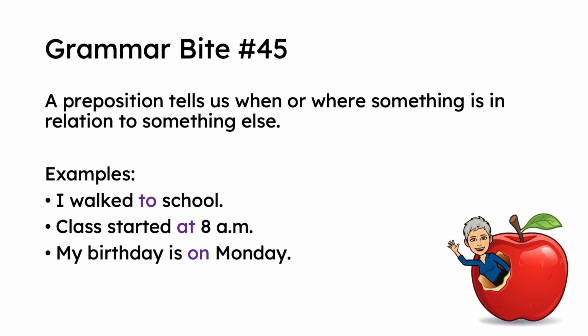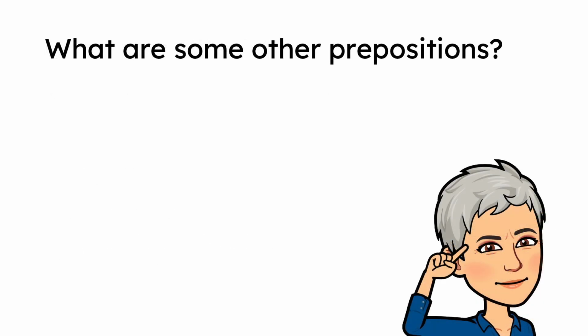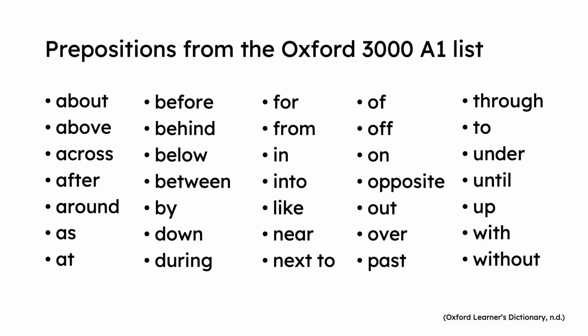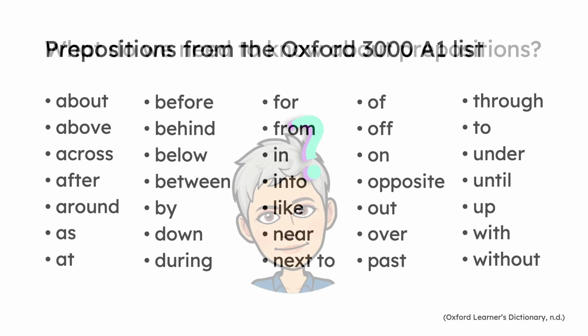Now, prepositions can be little words. These words are just 2 letters long, but they provide a lot of information. What if I took the prepositions out? It's harder to understand what the sentences mean. Can you think of some other prepositions? I looked at the Oxford 3000 A1 list, and here are the prepositions I found. Maybe you'd like to pause the video and read through the list.